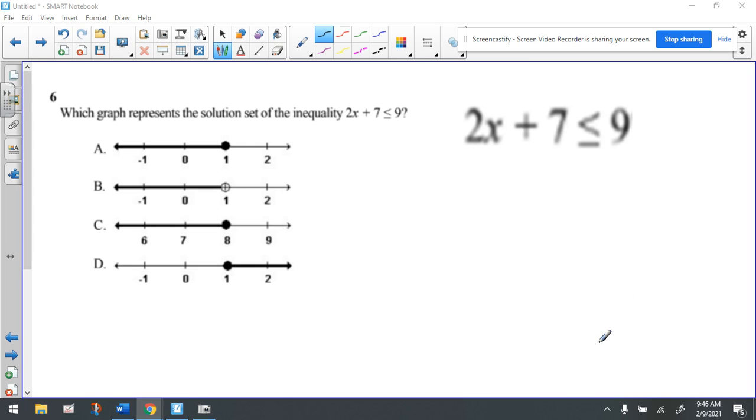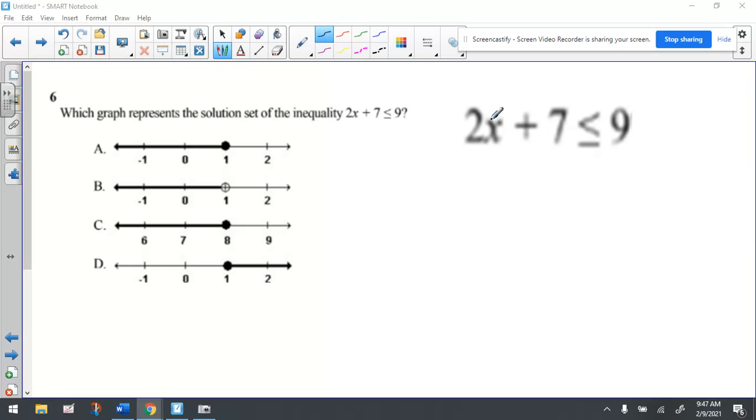We're taking a look at number 6 on quiz 8b. It says, which graph represents the solution of the inequality 2x + 7 ≤ 9? All right, so I rewrote the inequality. It's a little bit blurry, but we'll work with it. And it's a two-step inequality.